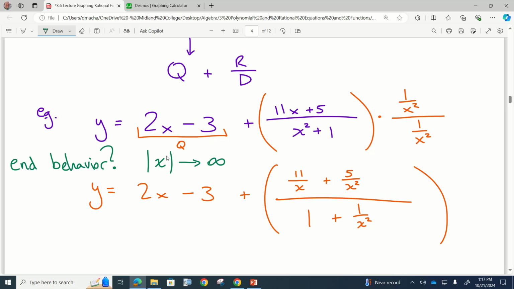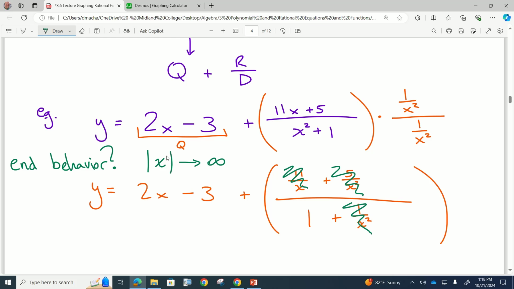x equals 1,000. Then 11 divided by 1,000, that's a really, really small number. In fact, it's so small that when I'm graphing this, I can ignore it. What about 5 divided by 1,000 squared? That's 5 divided by a million. That's a really small number, and I can ignore it. 1 is fine. That's just a 1. What about 1 divided by a million again? Well, 1 divided by a million, that's a really small number. Small enough where I can safely ignore it. And it only gets smaller as x gets bigger.